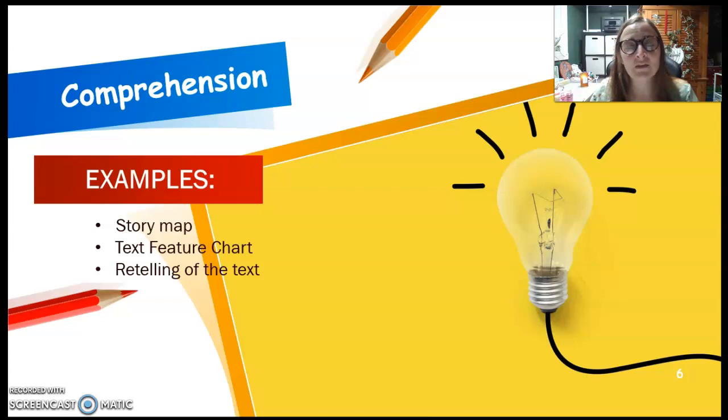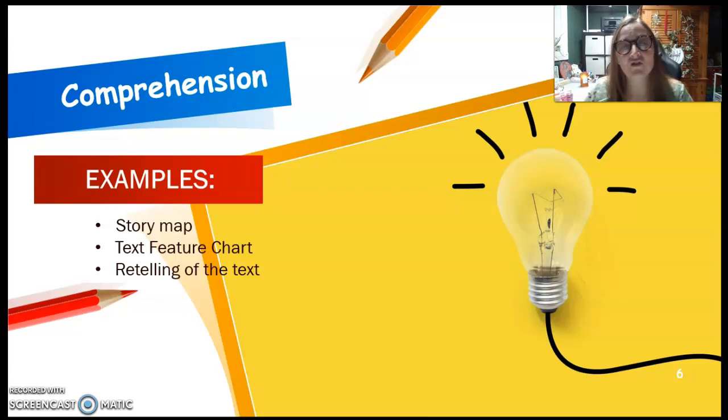So the first example I have for comprehension is a story map. A story map is something that you can make up yourself, or you can find it on Teachers Pay Teachers or anywhere online for free. I found one online, and it would just map out, depending on what grade level it is and how detailed it is, the plot, the characters, and all those things. The second would be a text feature chart.